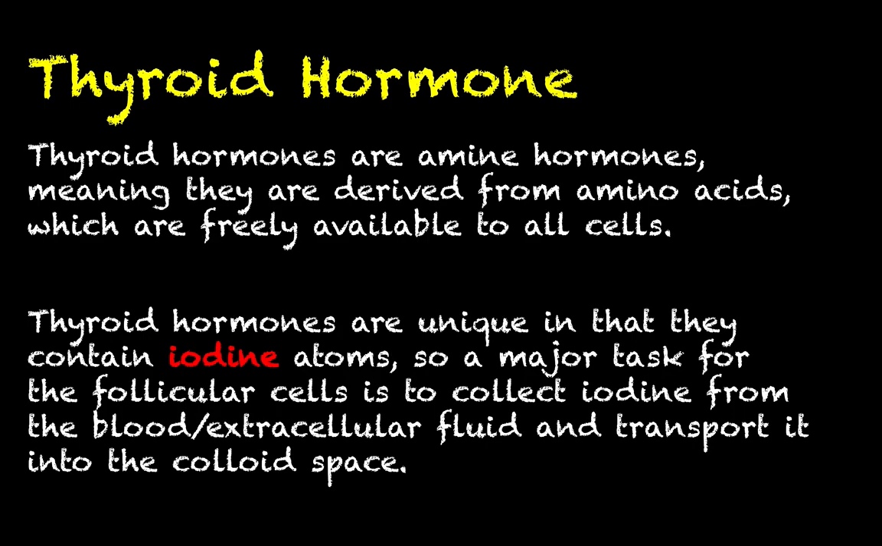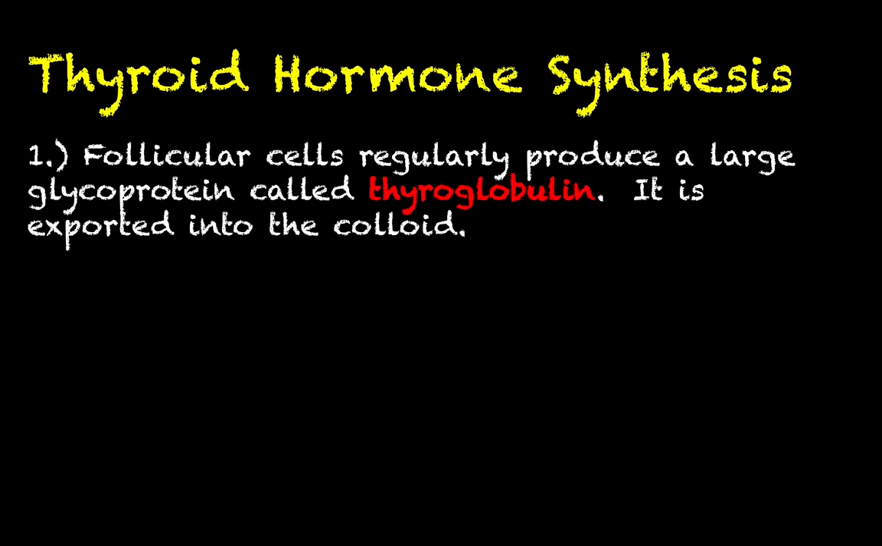So a major task that the thyroid and the follicular cells has to be up to is to collect and concentrate iodine from the blood and the extracellular fluid and then transport it into the colloid space. So if we're going to make thyroid hormone, we not only need the amino acids that we need, but we also need iodine as well. Notably, the thyroid is the only tissue in the body that actually needs iodine for anything. We don't get very much iodine from our diet, but we definitely need enough to supply the thyroid with enough to make its thyroid hormones.